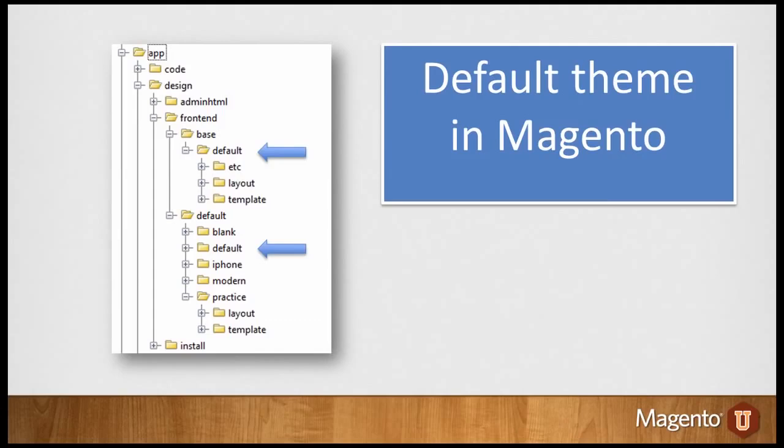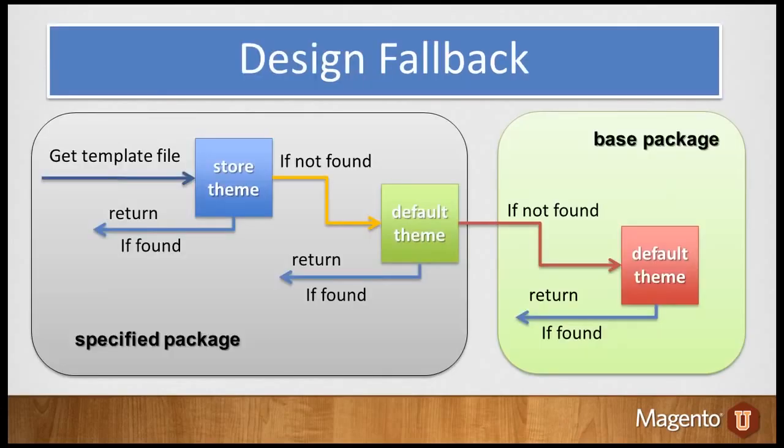What is that? When a requested file, a template, or a layout update file is not found in the specified theme, in our case it would be the practice folder, the system looks in the default folder of the current package. In other words, the system checks if the missing item is in the default theme. If it is not there, the system will use the base package and its default theme. This is how the fallback mechanism works.